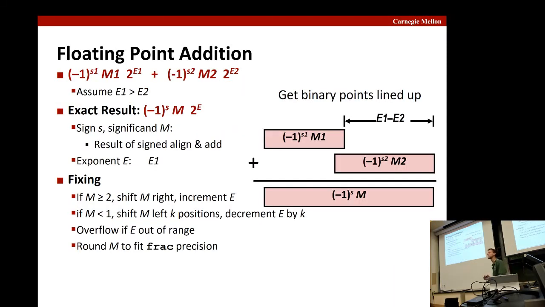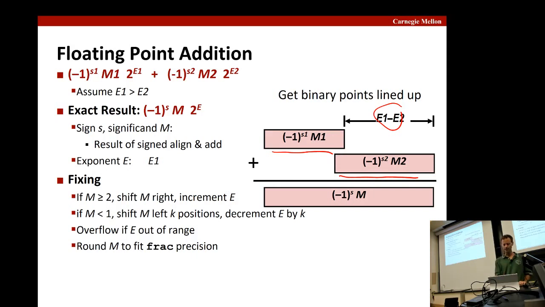All right, what about addition? So addition, as you learned in elementary school, you've got to get the decimal points, or in this case the binary points, lined up, right? In order to add, you got to put them in the right column. So that's the first process, is just to line up those binary points. So you shift this over by E1 minus E2, and then you can actually do all the addition of the bits, and you get some sort of exact result.